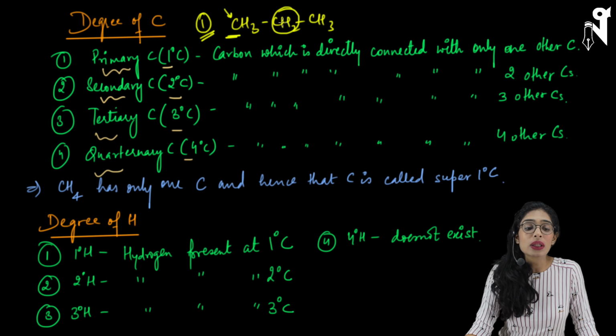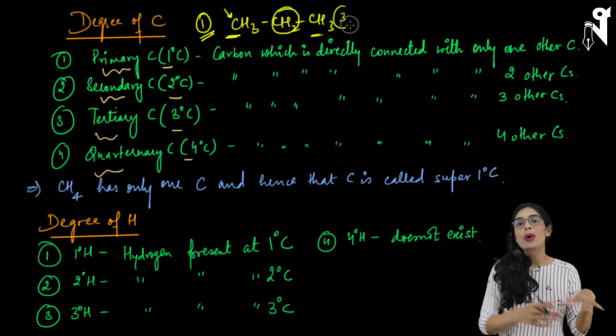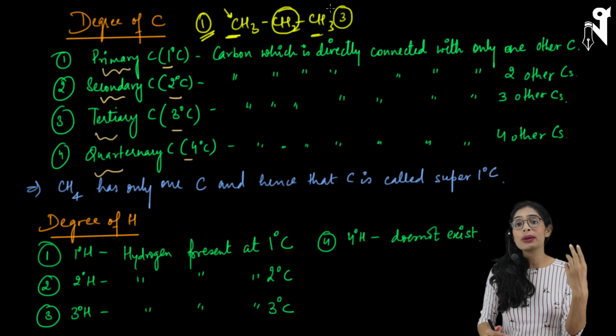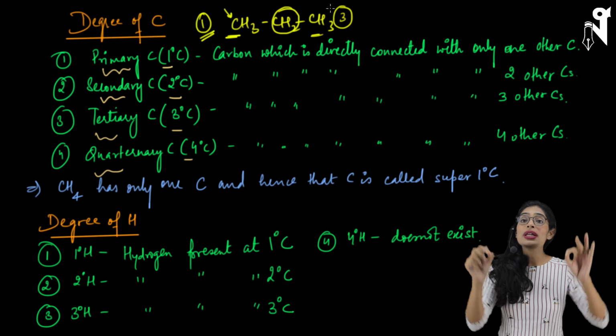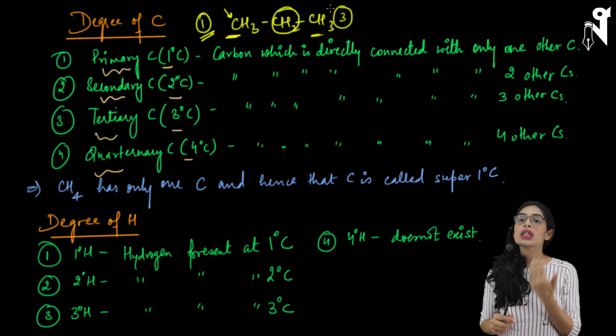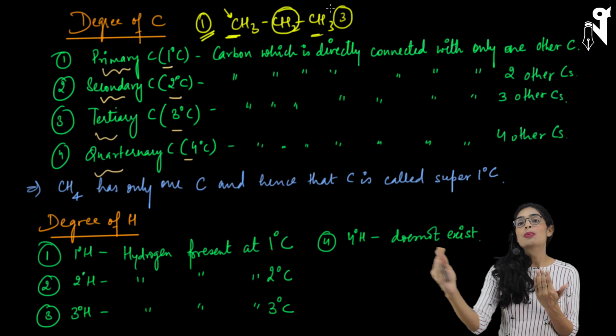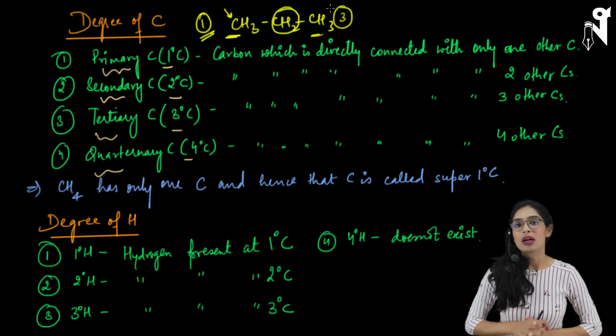Whereas the third carbon is similar to the first carbon, where it has 3 hydrogens. So 3 bonds are linked with hydrogens, whereas 1 bond is linked with the carbon. So how many bonds of a particular carbon have made bonding with another carbon, that basically decides the degree of the carbon.